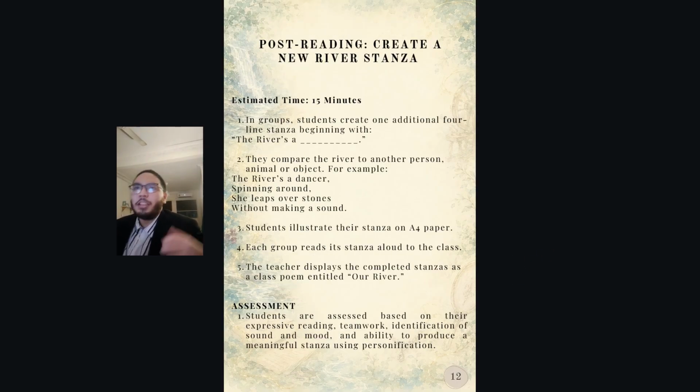And then during the post-reading, they will all start creating an additional 4-line stanza beginning with the phrase "The river's a..." So they'll compare the river to another person, animal, or object, and then they'll illustrate it on A4 paper. And that is the second activity for the poem.